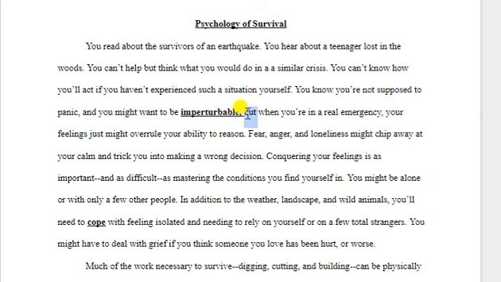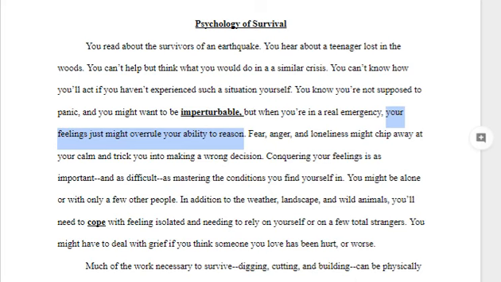But, so I want to draw your attention to this word, but. When we see this word, it signals that we're going to see, on the other side of it, perhaps something that's in contrast to the word in front of it. So you want to be imperturbable, but when you're in a real emergency, your feelings just might overrule your ability to reason. So this part right here, your feelings just might overrule your ability to reason.